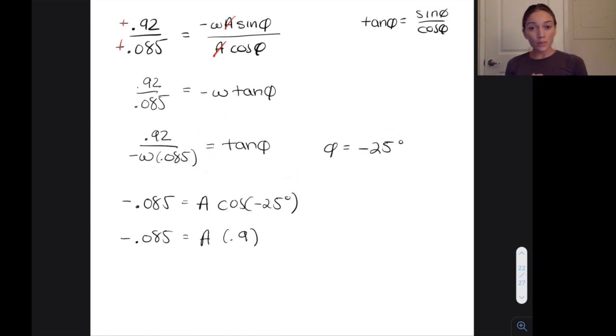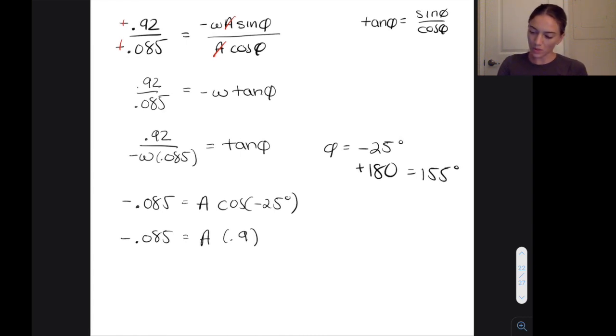So if you remember, when you do inverse trig functions, there's usually two answers, right? So there's actually another answer here, and you have to be really careful because most calculators will only give you the first answer. And in order to get the second answer, you have to add 180. So what we actually want to do is add 180 to this to get that second answer for this equation. So this gives us 155 for phi.